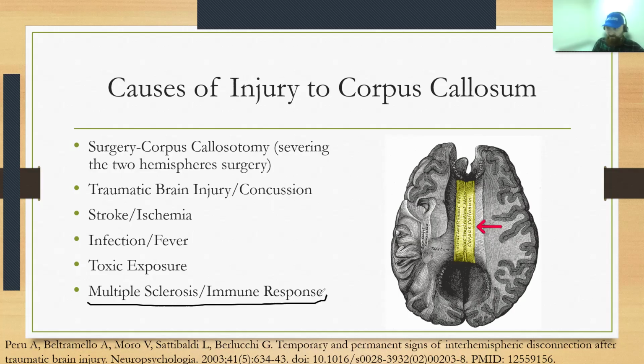But in this case, the multiple sclerosis or the immune response that attacks and damages the corpus callosum or any part of the brain at that point, then the damaged part of the brain or the damage to the brain is a brain injury, because then it's an outside force. And it could be that there was a very heightened immune response.